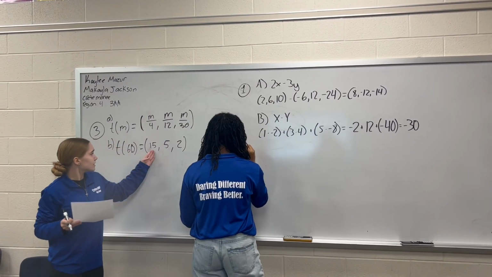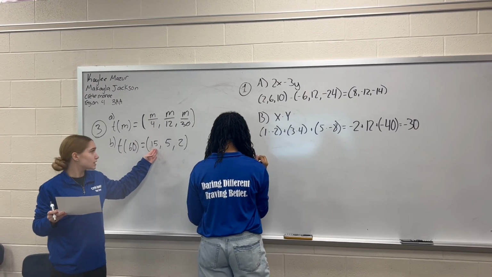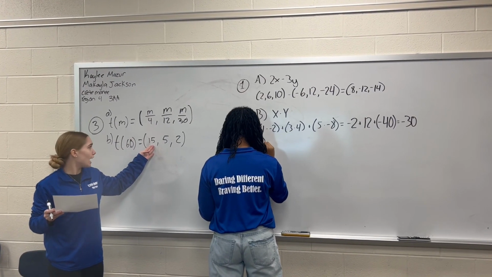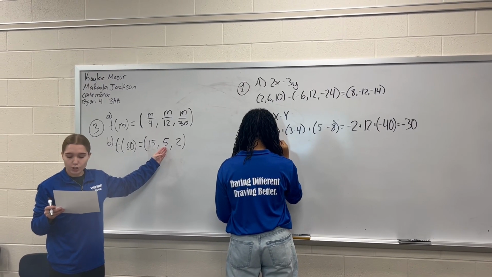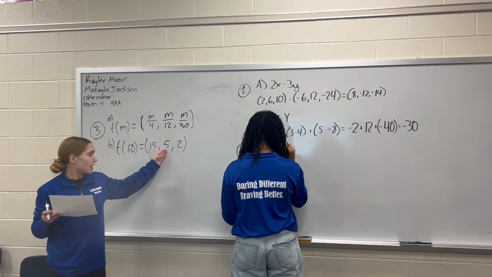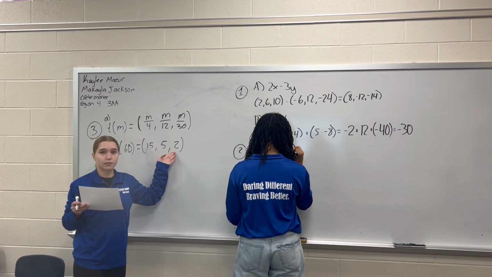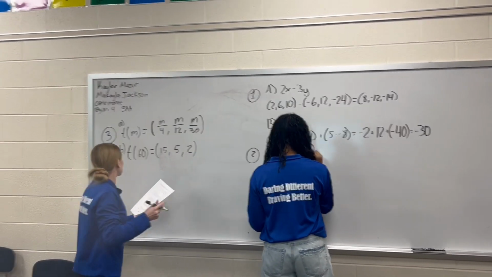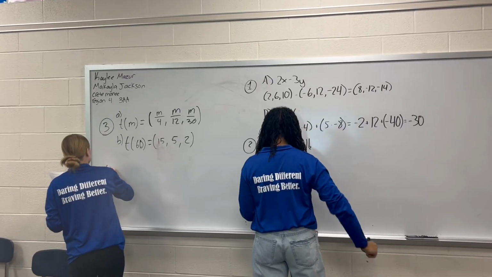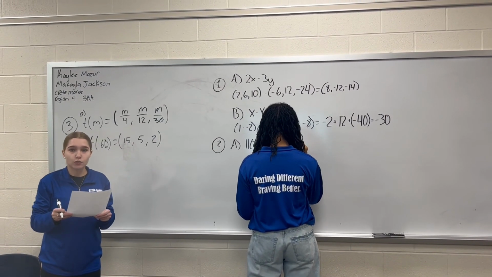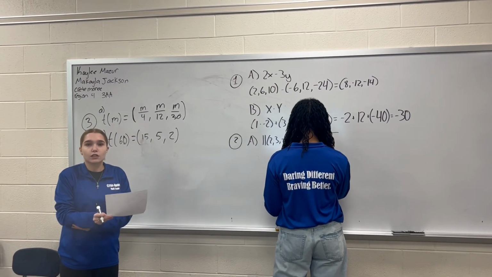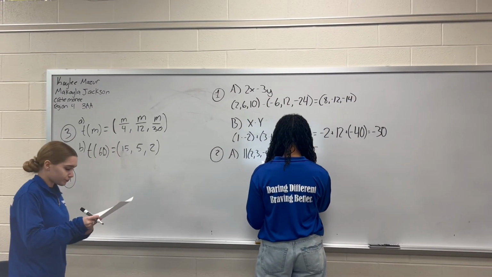And what this means is that if you were to walk 60 miles, it would take you 15 hours at the rate that we were given. And same for biking, it would take you 5 hours for 60 miles, and driving would take you 2 hours for 60 miles. Moving on to number 4. We're going to prove that it is a metric using the properties 1, 2, and 3.